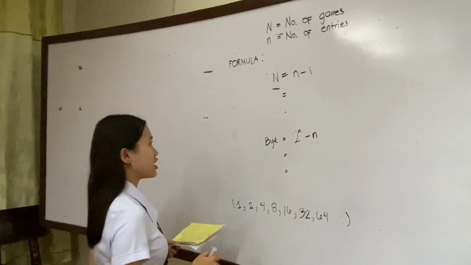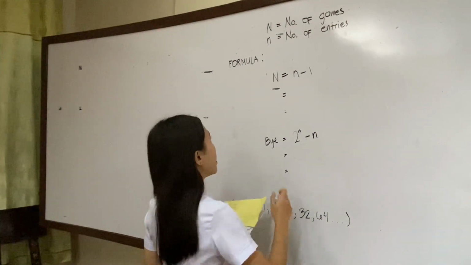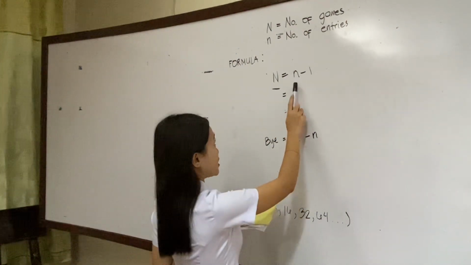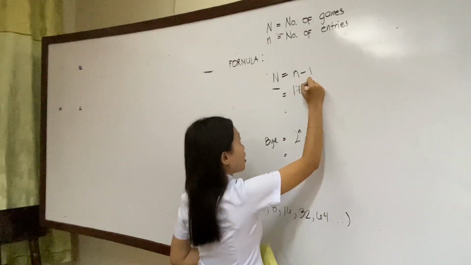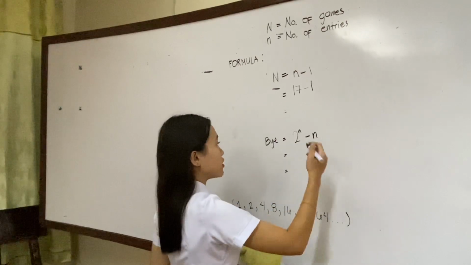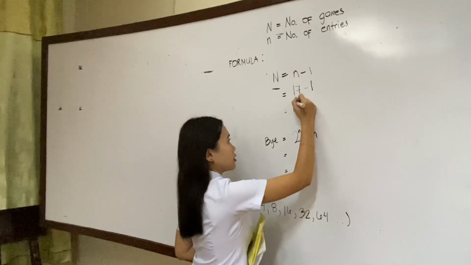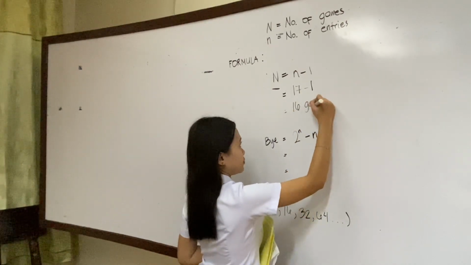So this is the formula for getting the single elimination game. N is equal to the number of entries minus 1. So we have 17 entries minus 1. So 17 minus 1 is equal to 16. So we have 16 games.